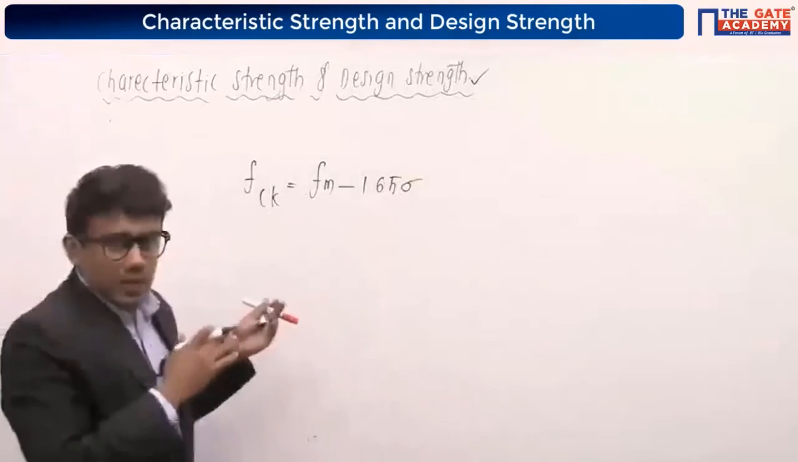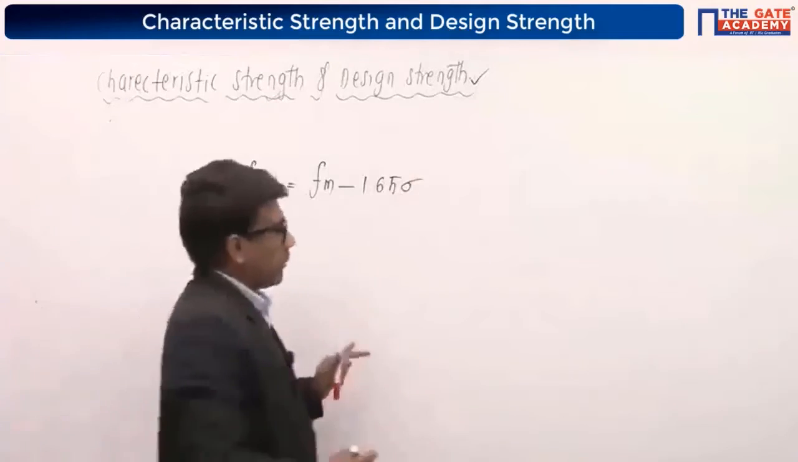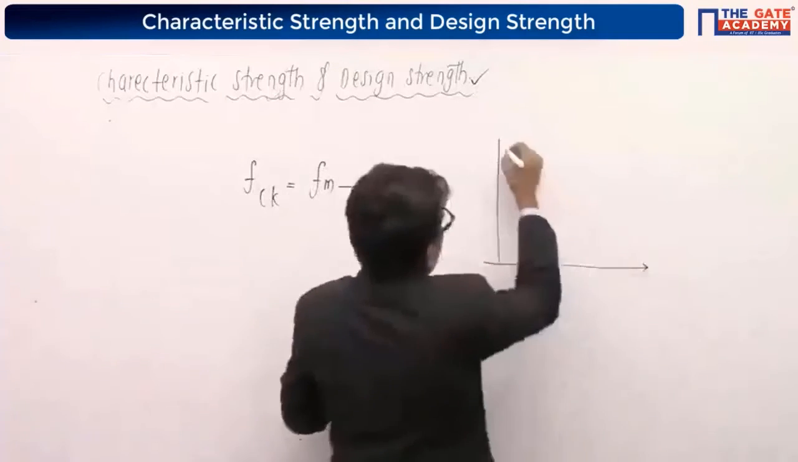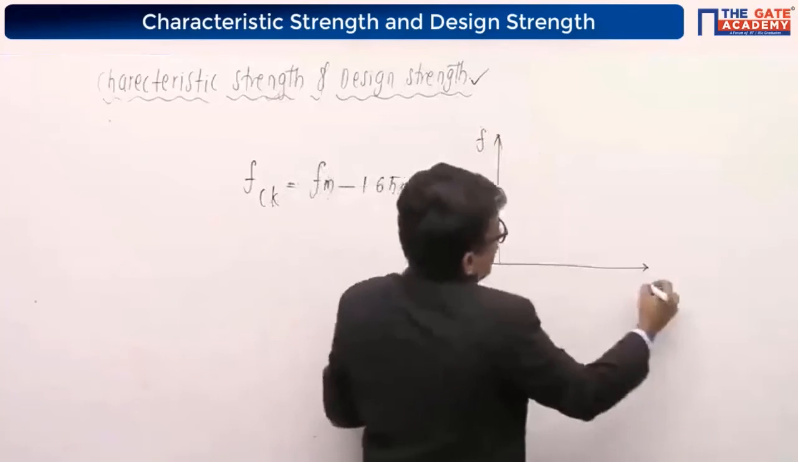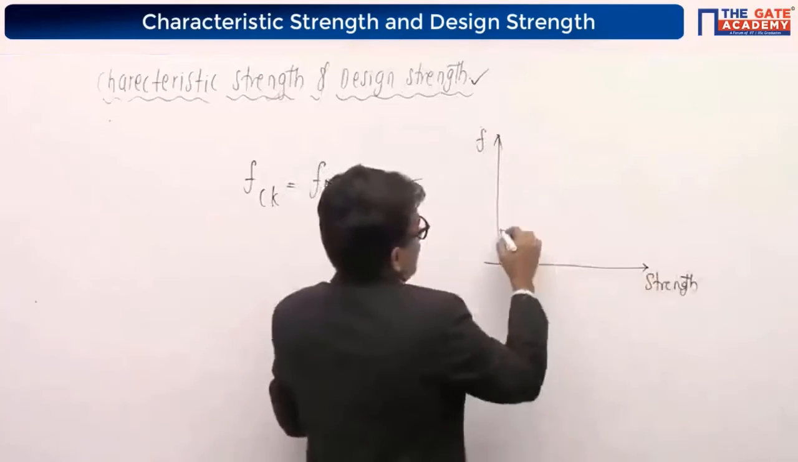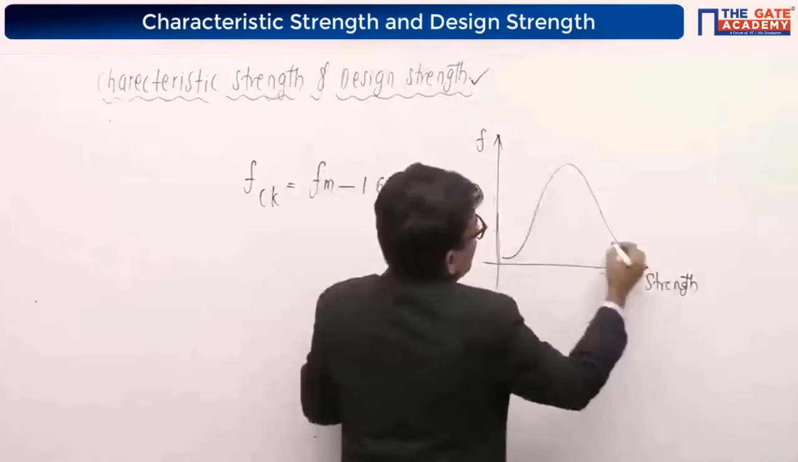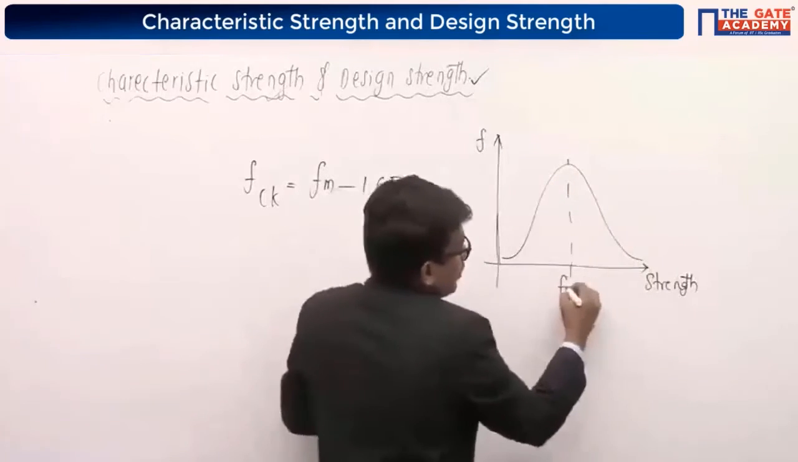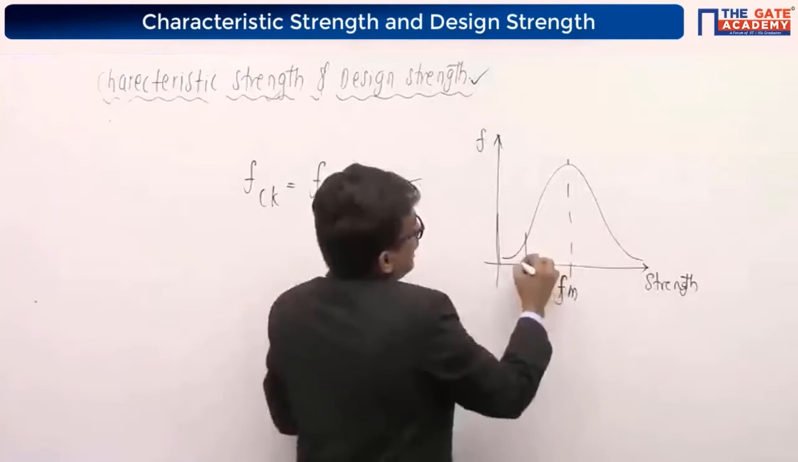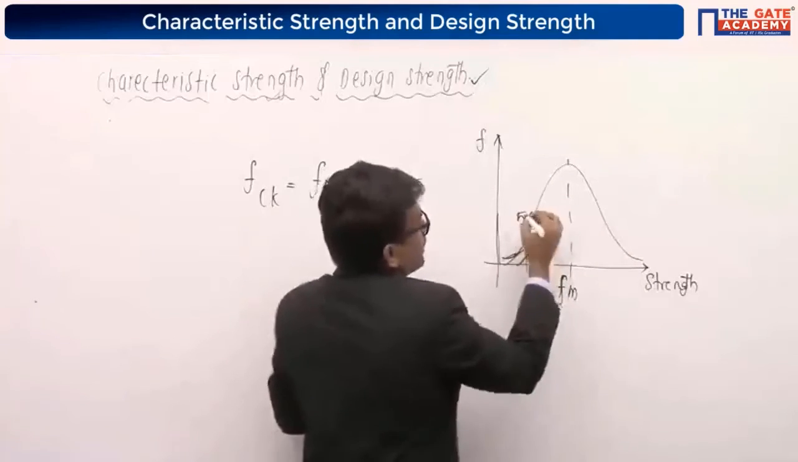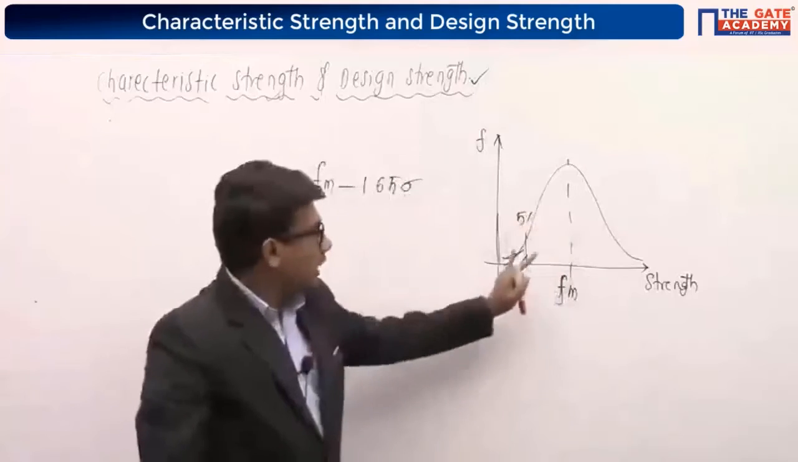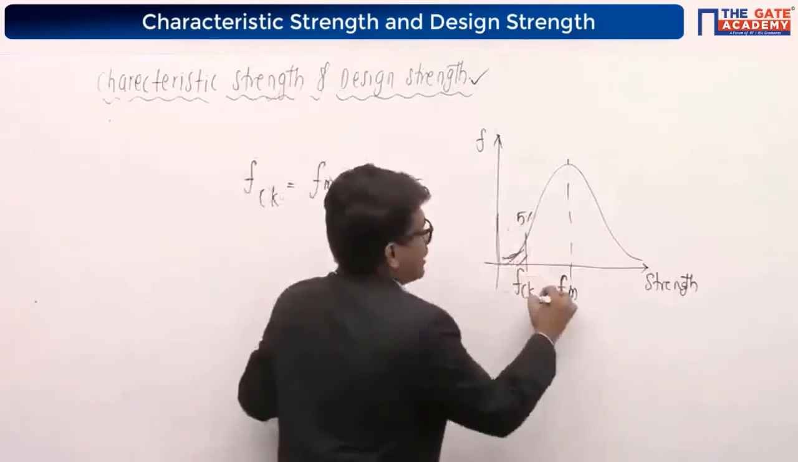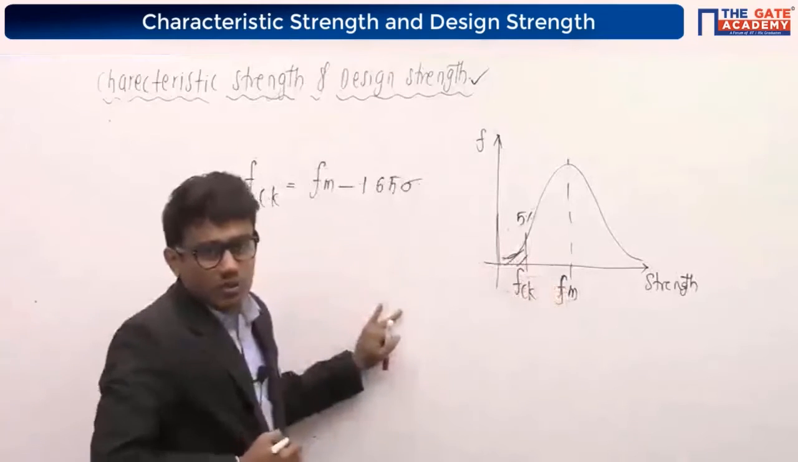But this is as per IS 456-2000. What was the definition of characteristic compressive strength of the concrete? Here it is the frequency of occurrence, here it is the strength, so we will have a curve like this. This is for our 50% confidence level, with the mean strength here. The characteristic strength is defined for the 5% level, that is, not more than 5% of test results are expected to fall below it. It is as per our IS 456-2000.